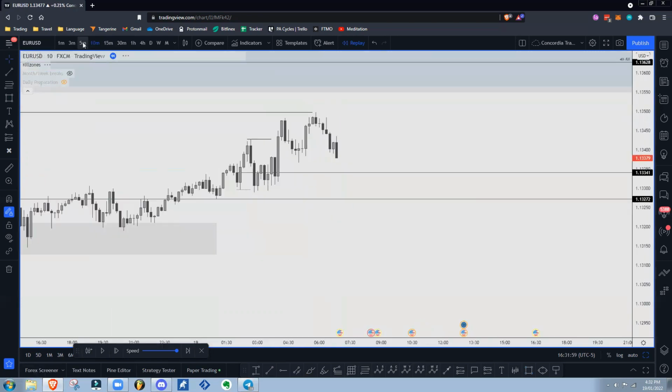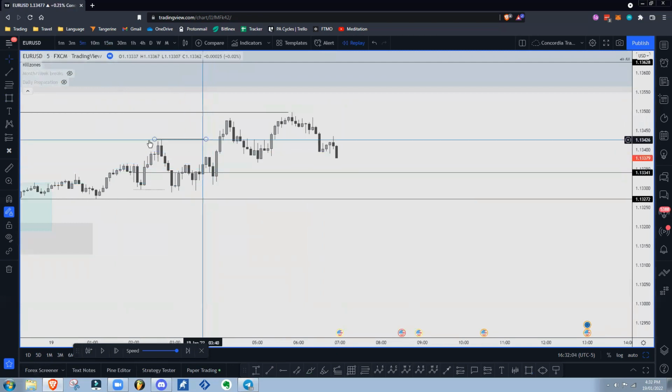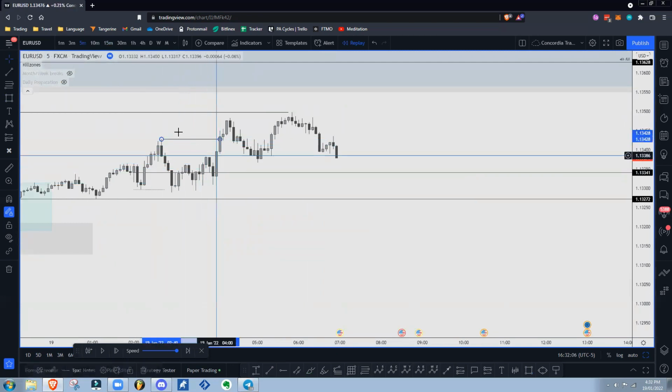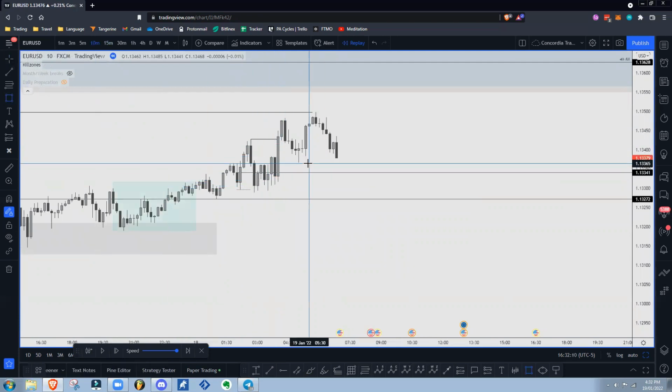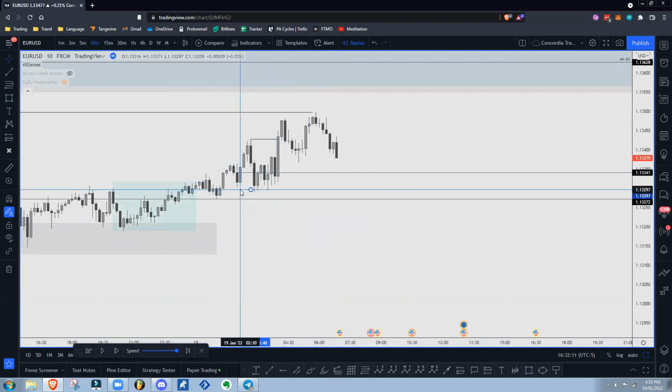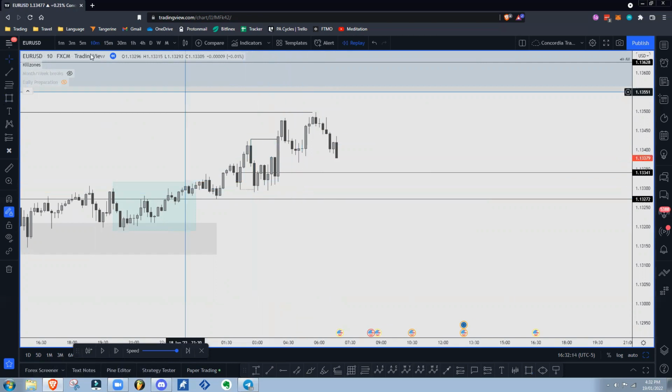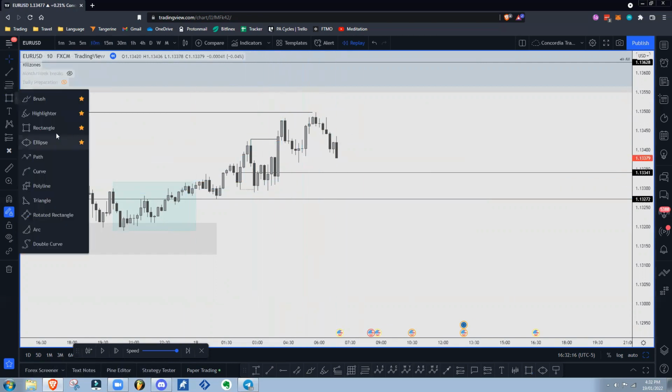So let's just go on to the 10-minute. Is there anything there? Well, there's obviously these order blocks right here, right? Or this order block right here, this 1 down candle. So that, again, that's what I kind of refined it to. Yeah, that's what I was kind of refining it to down here.